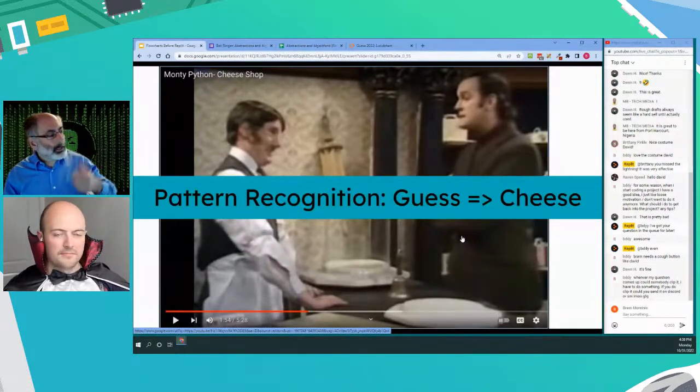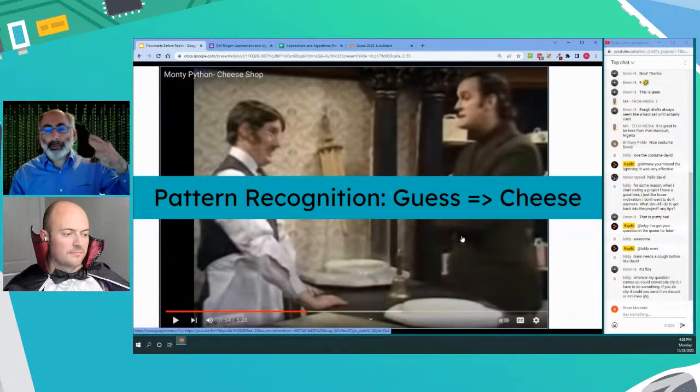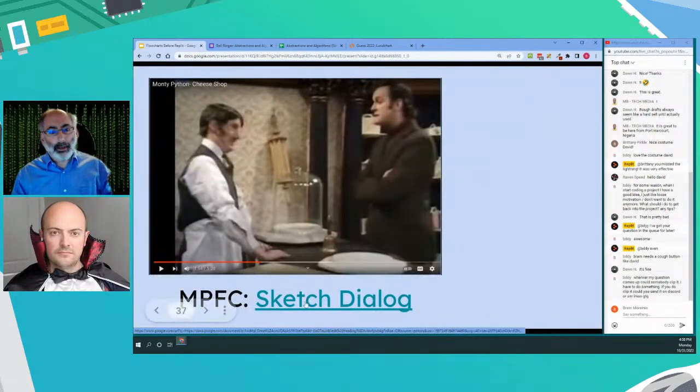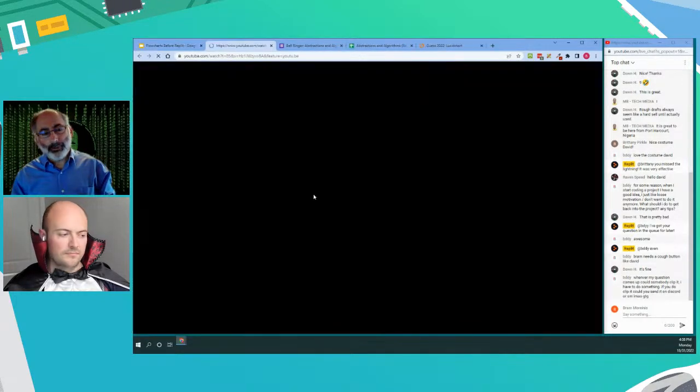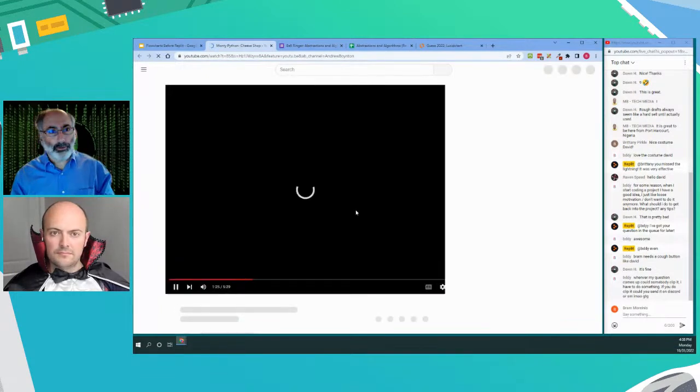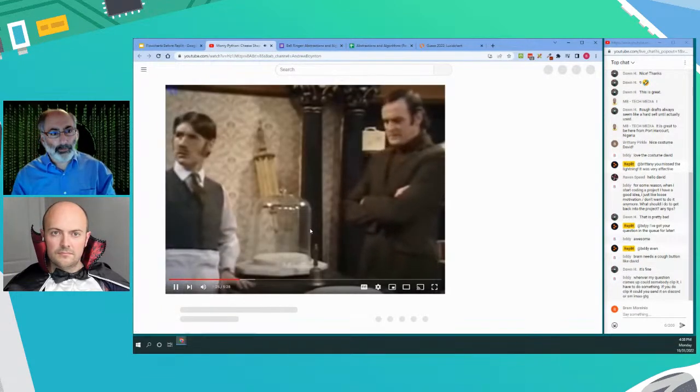Okay. So having a picture of the shape of a program allows you to recognize when there's a pattern. And I'm going to just go into this sketch by Monty Python, somewhat in the middle, but here we go.